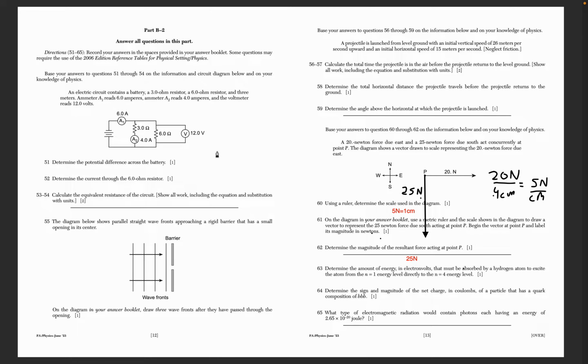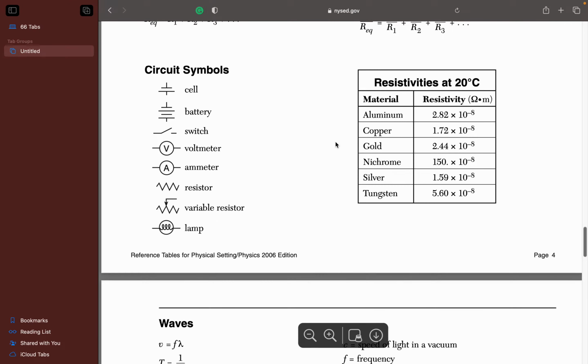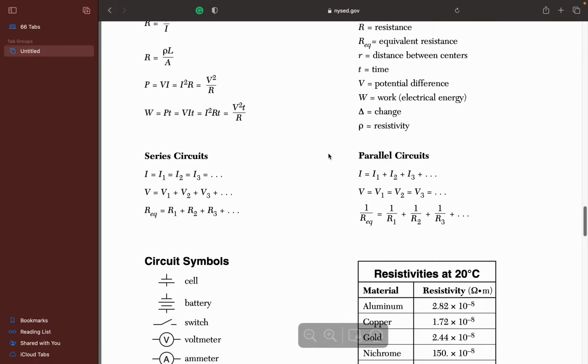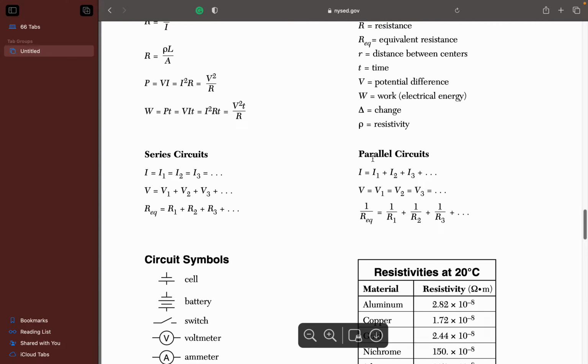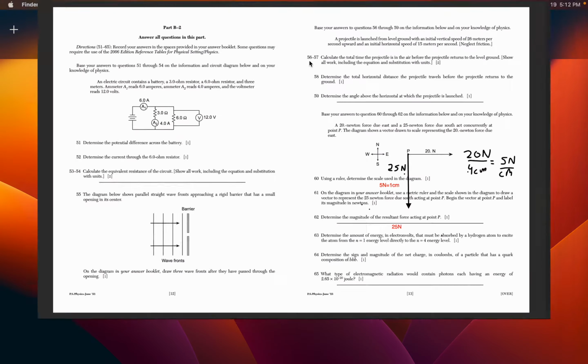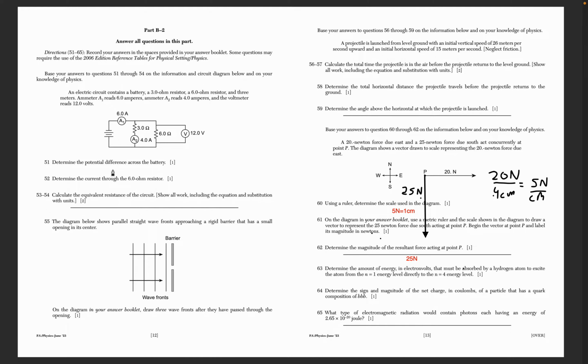If we use our physics reference table, in a parallel circuit, and we know it's a parallel circuit because the current can pass through many branches, the voltage is always the same at any point in the circuit. So the potential difference, in other words the voltage, will always remain the same. So it is 12 volts.